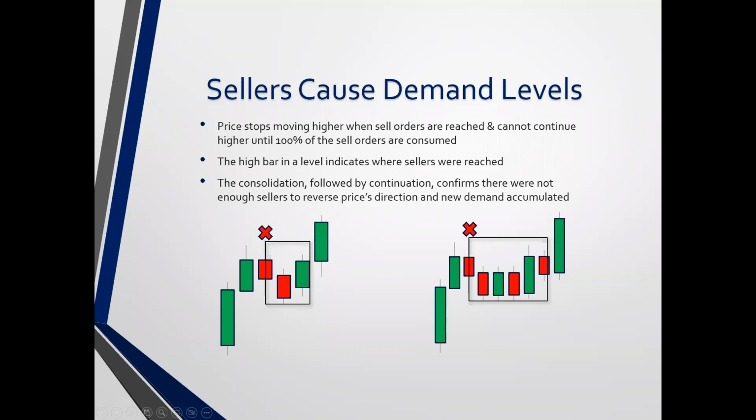So right there is that proof in the pudding, so to speak. The consolidation followed by the continuation confirms there were not enough sellers to reverse price's direction and new demand accumulated. Kind of said the same thing from the start, right? This pattern in and of itself is a demand style pattern. It indicates further consumption of sellers as well as further accumulation of buyers, okay?